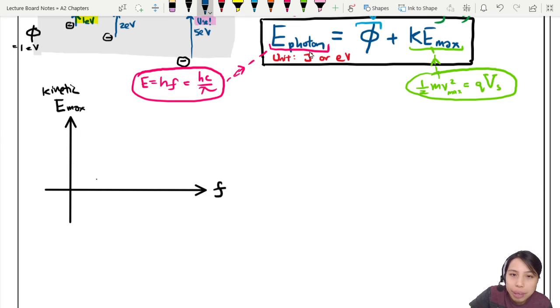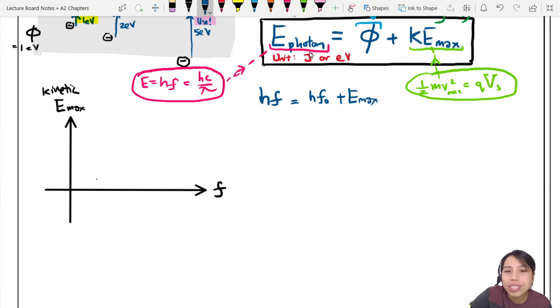You write and substitute in everything you know. For the photon energy, what do we know? hf. The work function is what? hf, but with the threshold frequency, not the same f. Then for the KE max you just put KE max there.